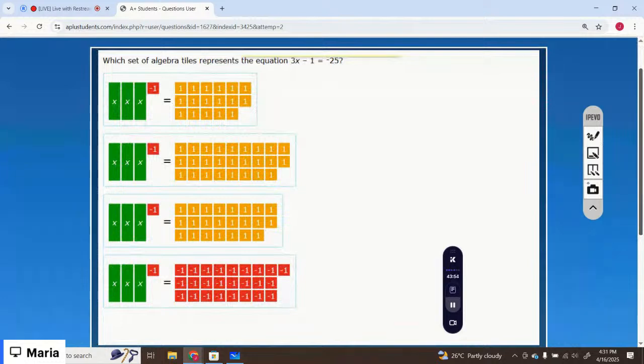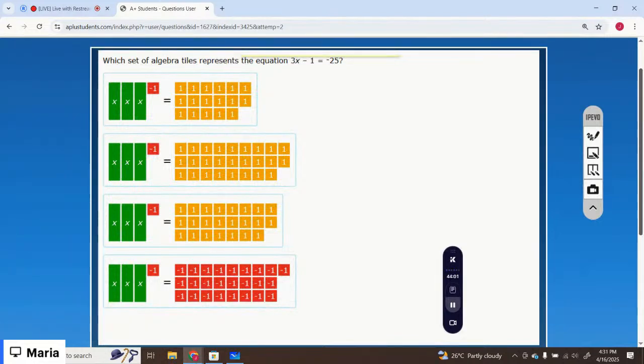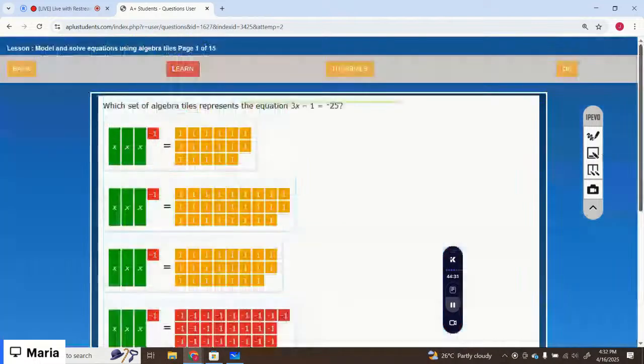3x minus 1, and these red tiles represent negative 25. Option number D is the correct option. D is the correct option.